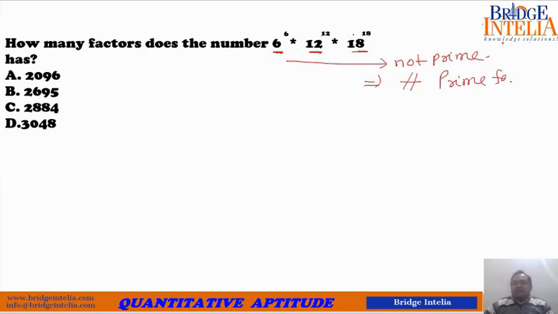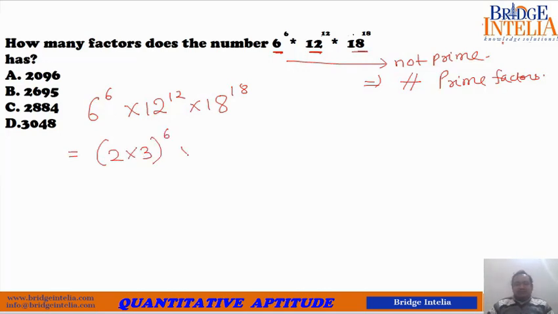So the first thing that you have to do is prime factorize this. So 6 to the power 6 into 12 to the power 12 into 18 to the power 18. This is not prime factorized. We have to correct that first. So 6 can be written as (2 into 3) to the power 6. 12 can be written as (2 square into 3 to the power 1) whole to the power 12. Now we are using only prime numbers. We are not using numbers such as 6, 12 and 18. We are breaking this into primes.